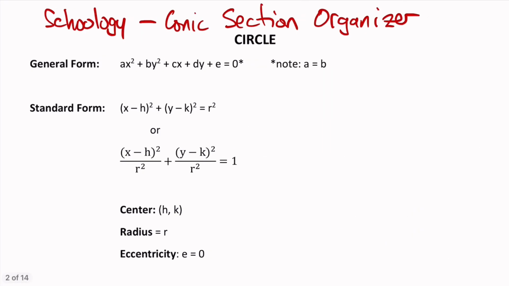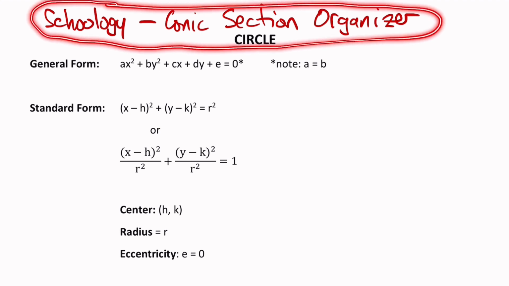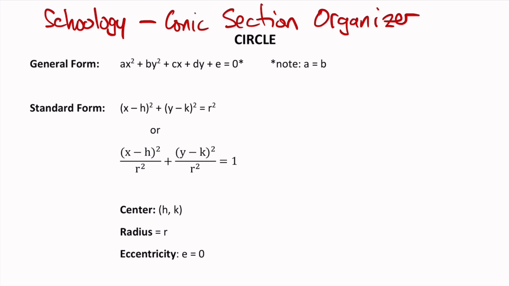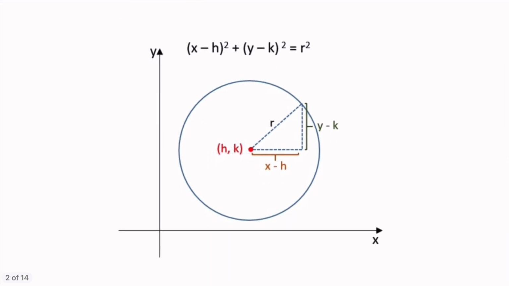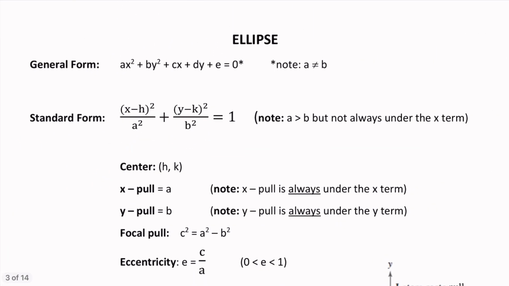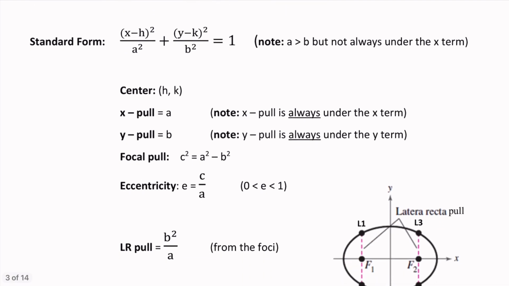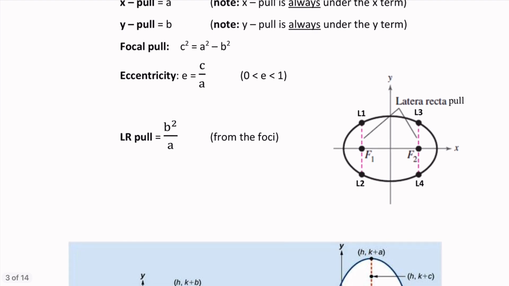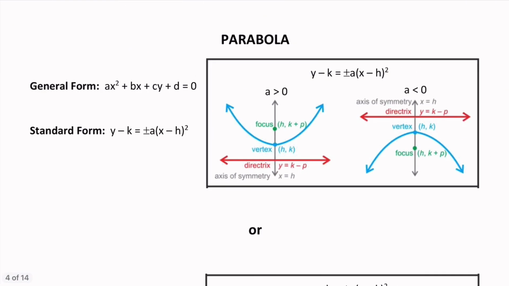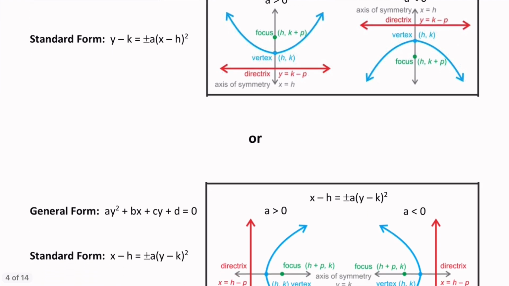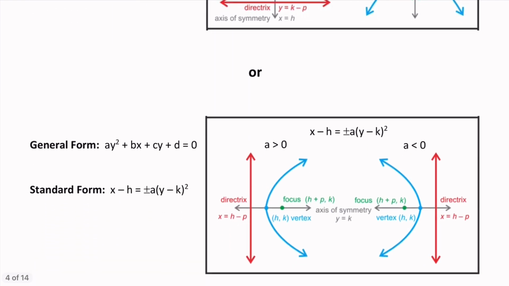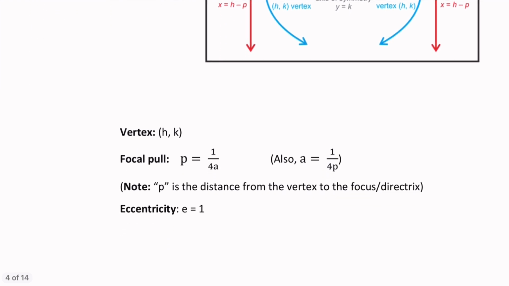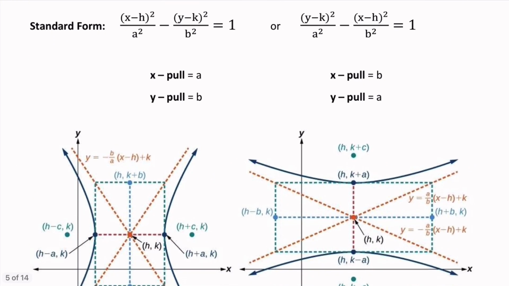Before we get to the actual notes, I just want to point out again, in Schoology, you've got two very good resources. One of them is called the Conic Section Organizer, which is basically a PDF file that outlines all four conic sections, starting with a circle, gives you all the relevant formulas, a visual, moves on to an ellipse, general form, standard form, x pole, y pole, a, b, eccentricity, lateral recta, all of that relevant information about an ellipse, parabolas, an x equals y squared versus a y equals x squared type parabola, directrix, focus. Again, all of that is there in this particular PDF file.